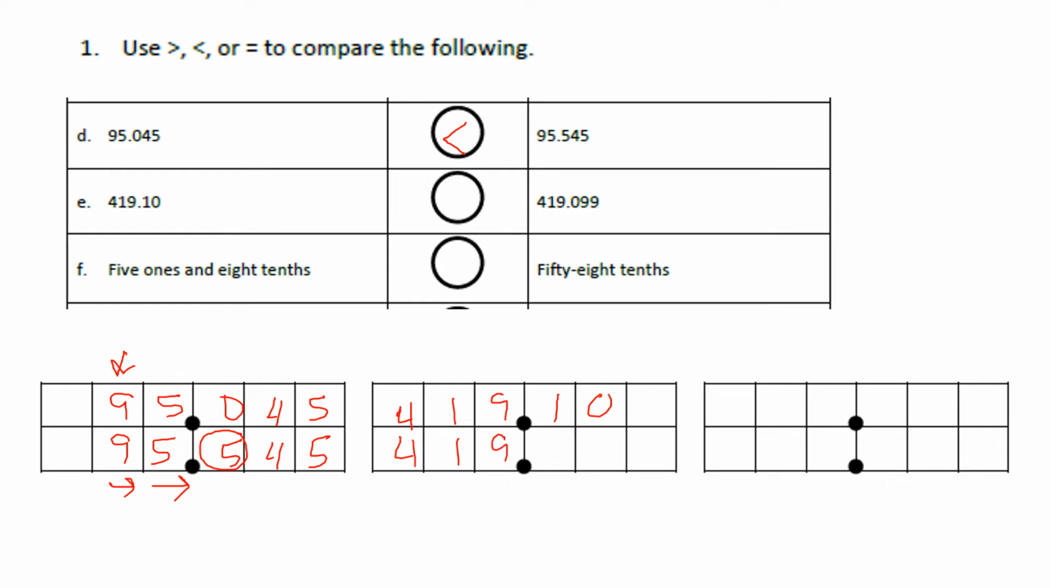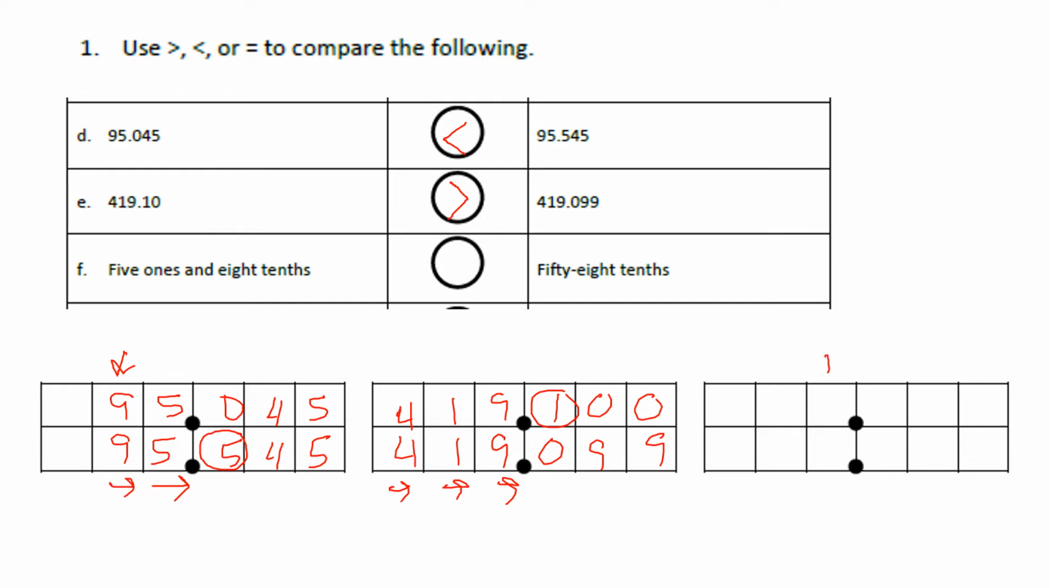The next one, 419 and 10, 419 and 0.099. Make them both look the same. Then start looking at digits. 4 is the same, 1's the same, 9's the same. Oh, the 1. It is the larger one because 1 is larger than 0. So we can see here that this one would be greater than.